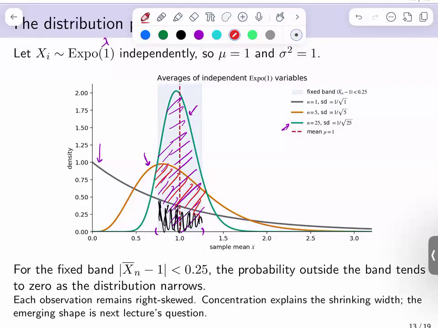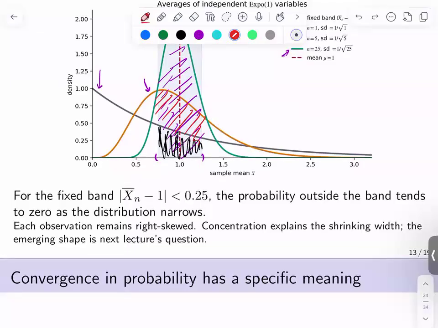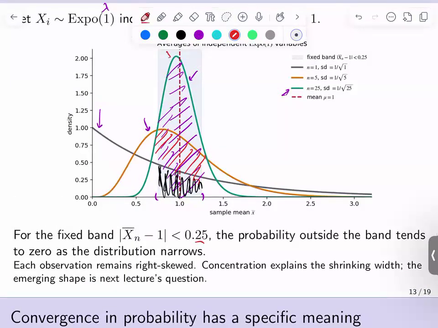So that's the idea. The concentration is captured by the probability mass shifting more and more into that interval, compared to the early parts. So this is like a band. There's a bit of right skewness here, so this doesn't tell you about the shape.